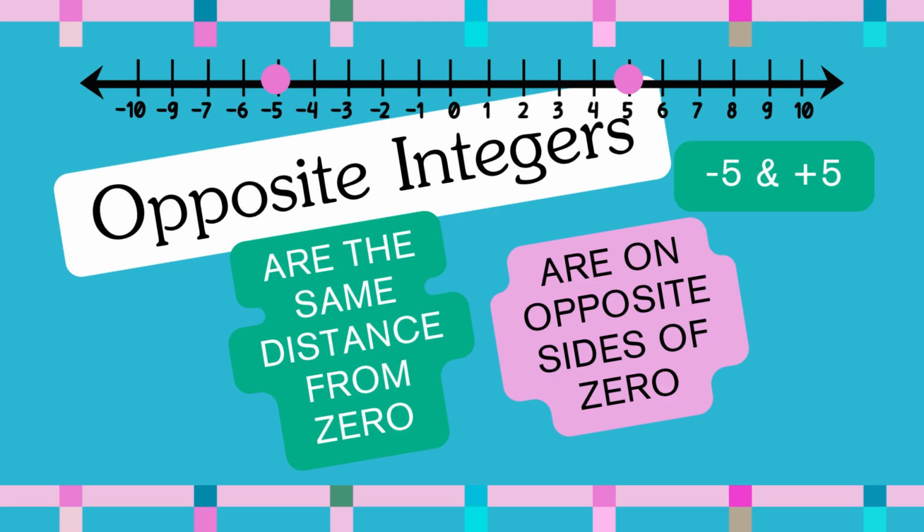Now, let's talk about opposite integers, because this is a really cool concept. Opposite integers are the same distance from 0, but on different sides of the number line. An example of opposite integers would be -5 and +5. If you imagine a number line with 0 in the middle, -5 is 5 steps to the left of 0, and +5 is 5 steps to the right of 0. They are on opposite sides of 0 and are the same distance from 0.